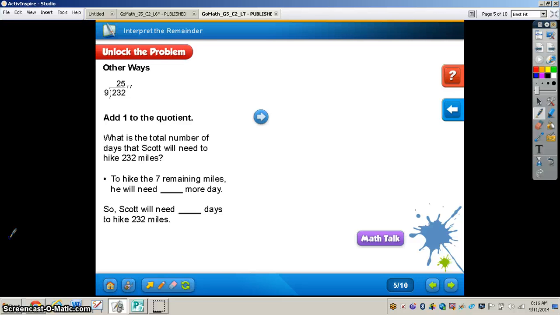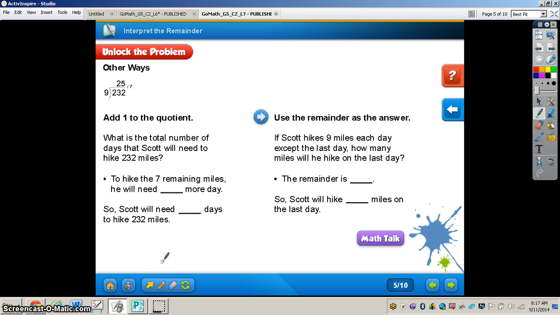Okay, so it says, what is the total number of days that Scott will need to hike 232 miles? We worked through the problem already. We have 25 with the remainder of 7. Okay, so they're asking that question. We need to think through this now. Underneath letter A, it says to hike the 7 remaining miles, he will need 1 more day.